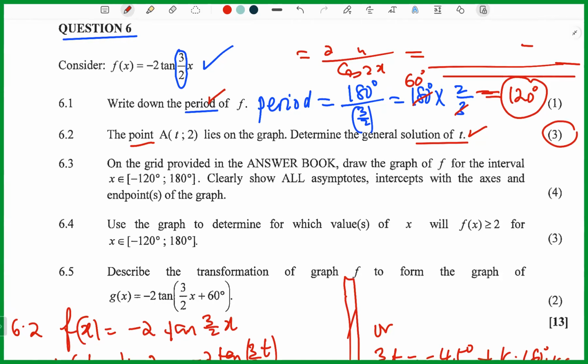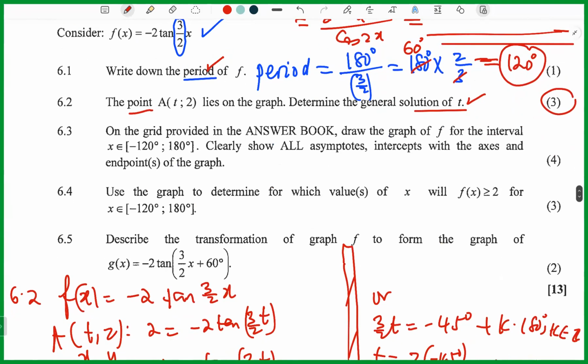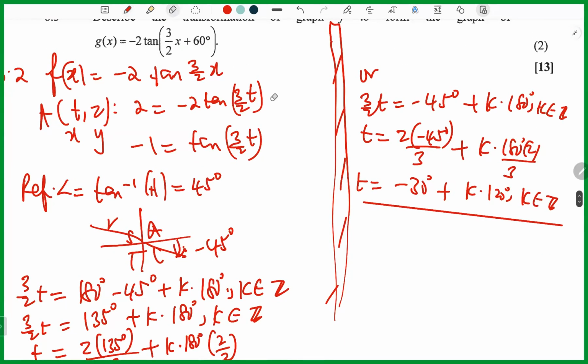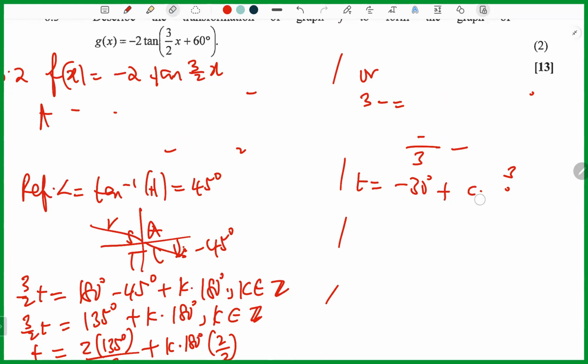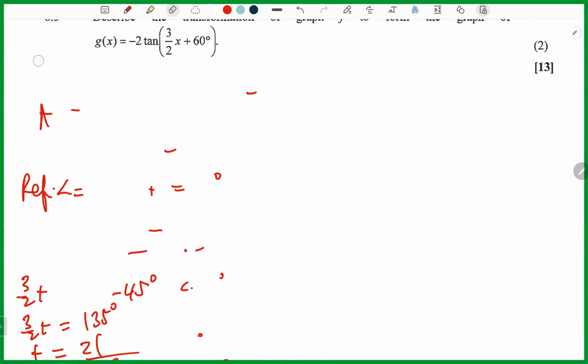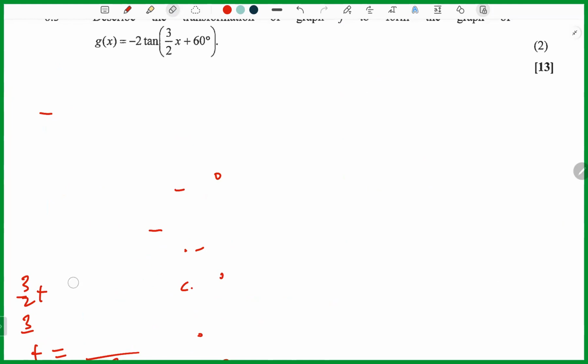The next question says, on the grid provided in the answer book, draw the graph of f for the interval minus 120 to 180. Clearly show all the asymptotes and intercepts with axis and endpoints of the graph. Okay, we need to just draw that graph there. Very straightforward. So we just get it drawn quickly.